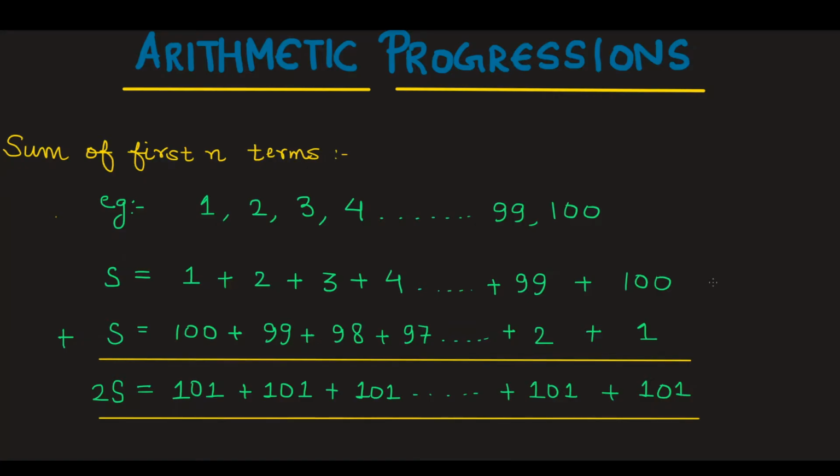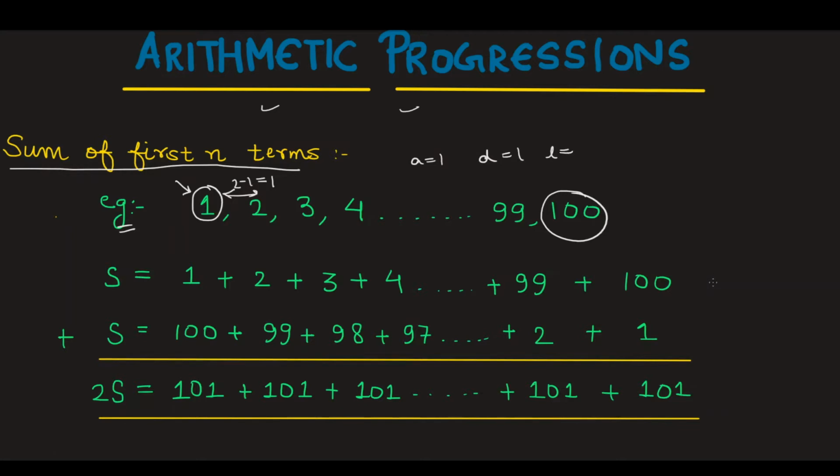In this video tutorial, we will be studying a formula to calculate the sum of the first n terms of an arithmetic progression. So let us take an example. Say we have this AP: 1, 2, 3, 4 up to 100. So this is the first term, this is its last term, and its common difference is 2 minus 1, which is basically 1. So its A is 1, D is 1, and L, that is the last term, is 100.